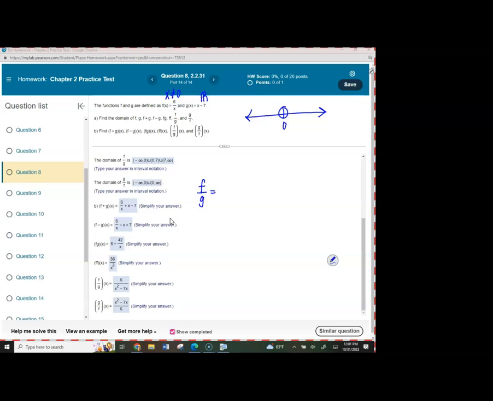Oh, for real? f is 6 over x, over g over... This would be keep, change, flip. There would be x squared. Yeah, this is a binomial, so it's going to multiply into it.